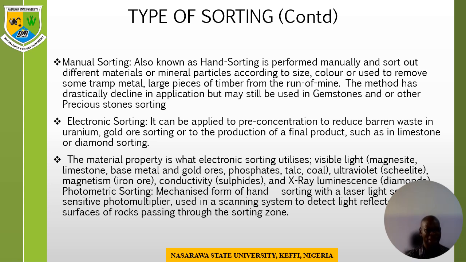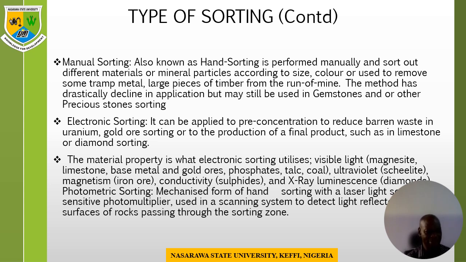Electronic sorting can be applied to pre-concentration to reduce barren waste in uranium, gold, and ore sorting, or to the production of final products such as limestone or diamond sorting. The material property is what electronic sorting uses: visible light for magnesite, limestone, base metal and gold metals, ultraviolet for magnesium ion, conductivity for sulfide, and X-ray luminescence for diamond.